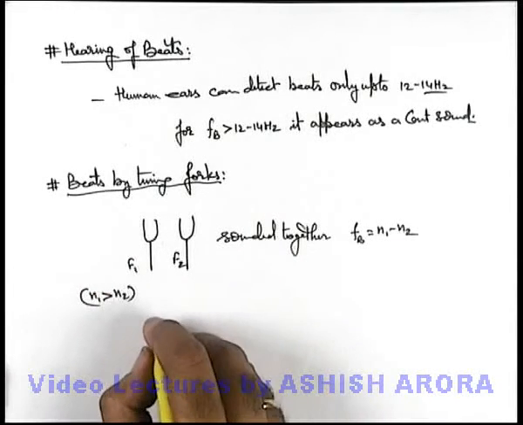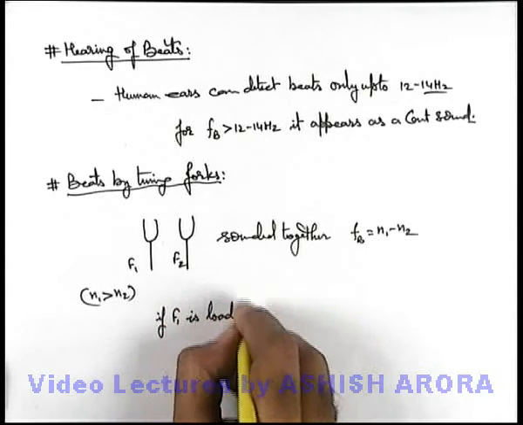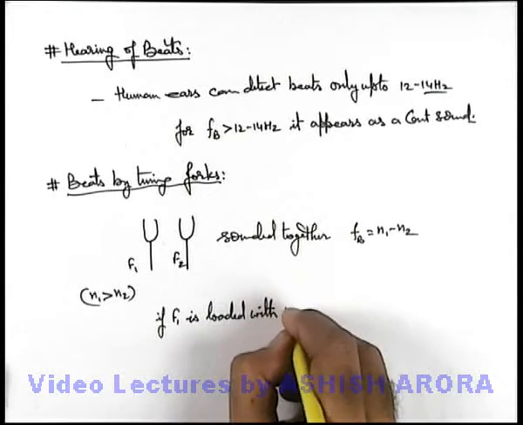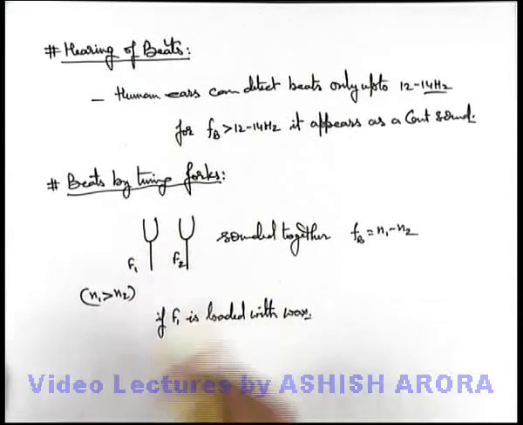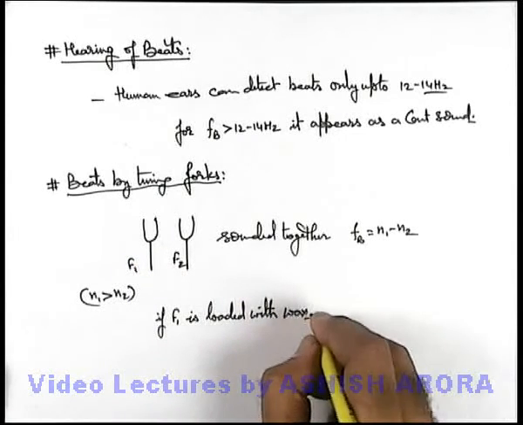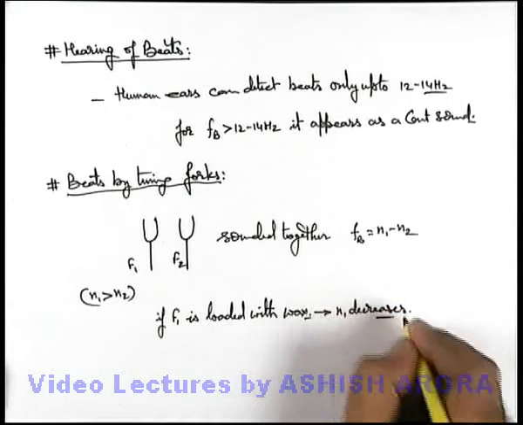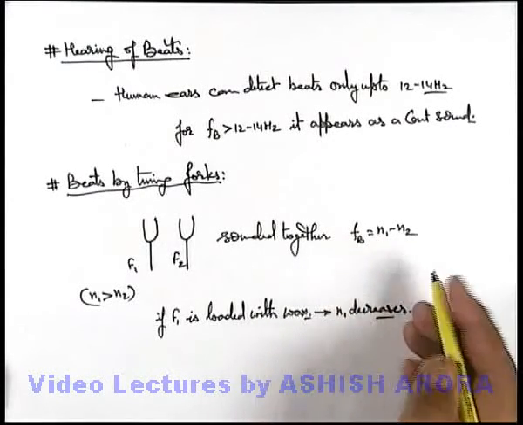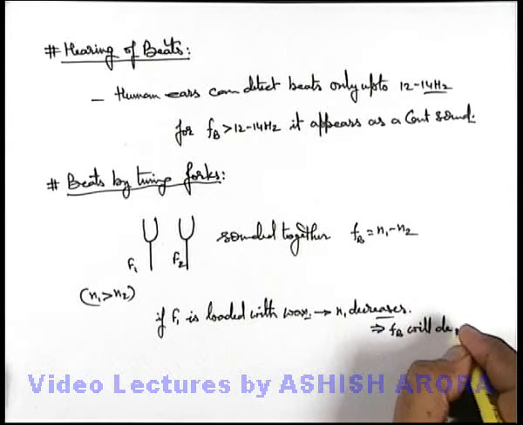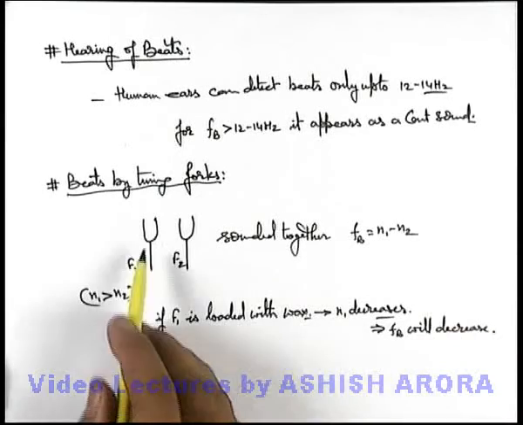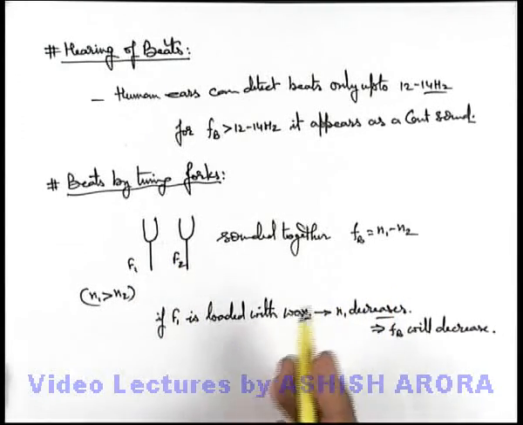Now in this situation, if F1 is loaded with wax, you must keep in mind that whenever we load wax on a tuning fork, its frequency decreases. Loaded with wax, N1 decreases, and if N1 decreases, then the beat frequency also decreases. This implies FB will decrease. And if you load F2 with wax, N2 will decrease, so the beat frequency will obviously increase.